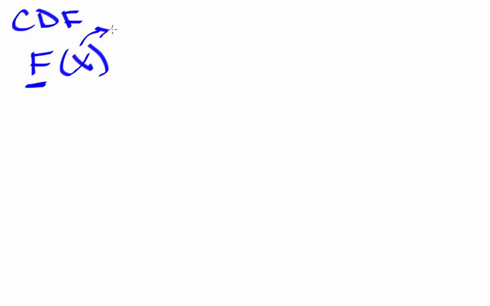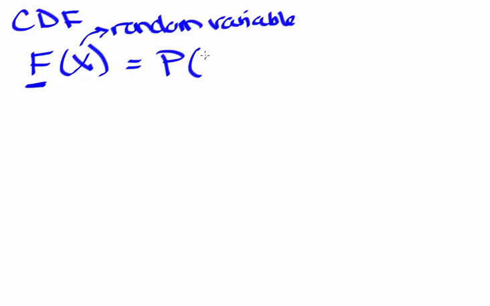The cumulative distribution function, again CDF, can be defined mathematically as the function F of x. Note that this is an uppercase F, and x is our random variable. This term is equal to the probability of our random variable being less than or equal to some constant value of x. So basically, the CDF allows us to directly compute the probability at some point on the function.